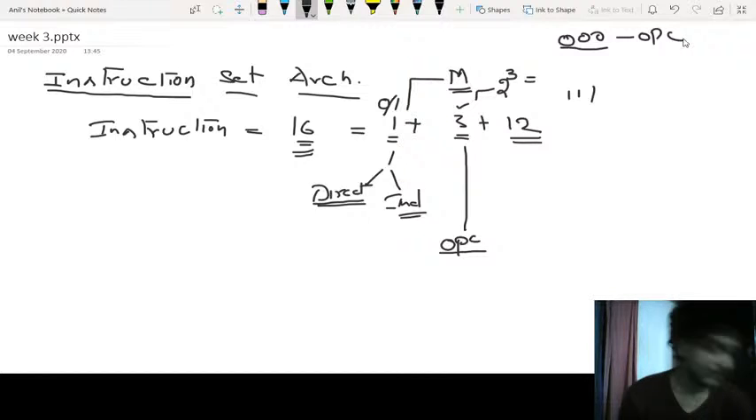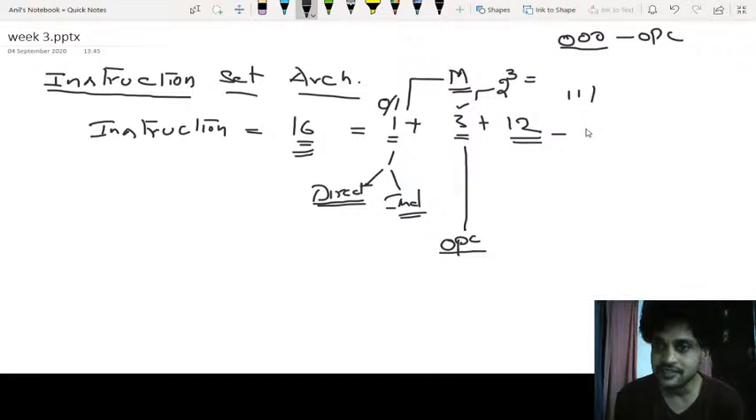Fine? Yeah, good. Now, the next three digits give us 2 power 3 combinations, from 000 to 111, in which each combination represents one opcode. So a total of 8 opcodes are possible in our instruction. And then the least significant 12 digits give us a memory address. This is the address of the operand.